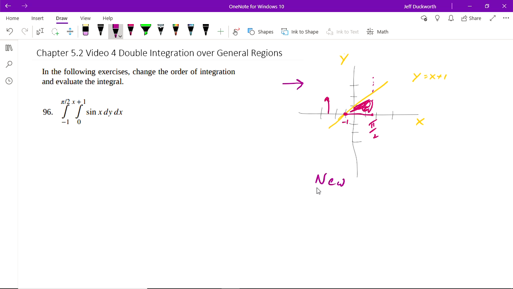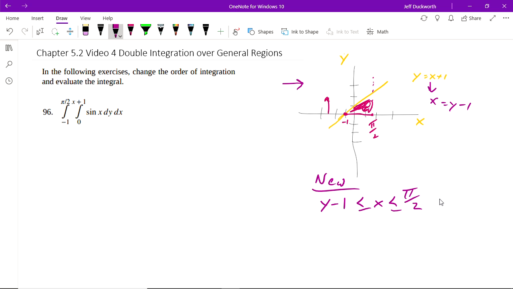So essentially, new, we want y minus 1. That's what this is going to turn into. So x equals y minus 1, because we're dealing with the x. That's going to be less than or equal to x, and then we're going up to what, pi by 2. So that's going to be our left to right.